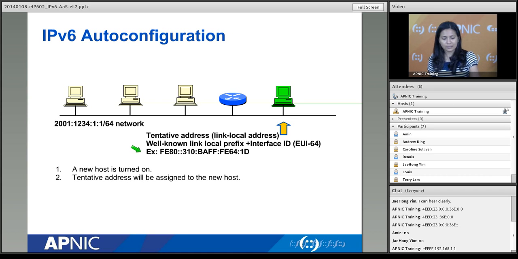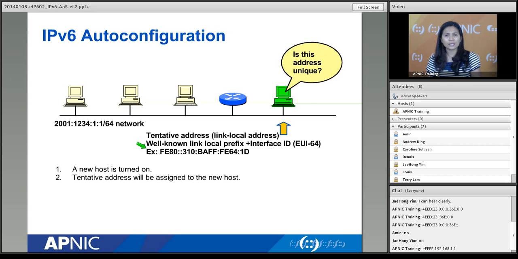So our tentative address here uses EUI64. Did you notice that? This is a link local address very easily because it uses FE80. It is using EUI64 for an interface ID because you can see that it has FFFE, right? That's the way to easily spot it. So that's your to-be IPv6 address.